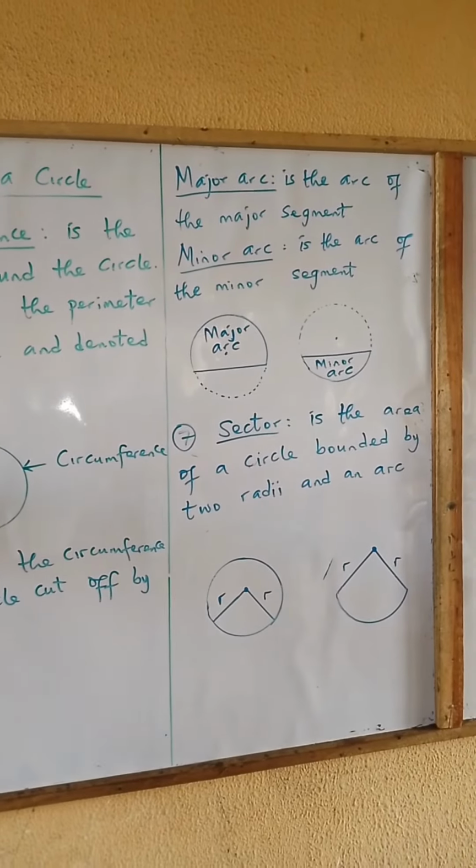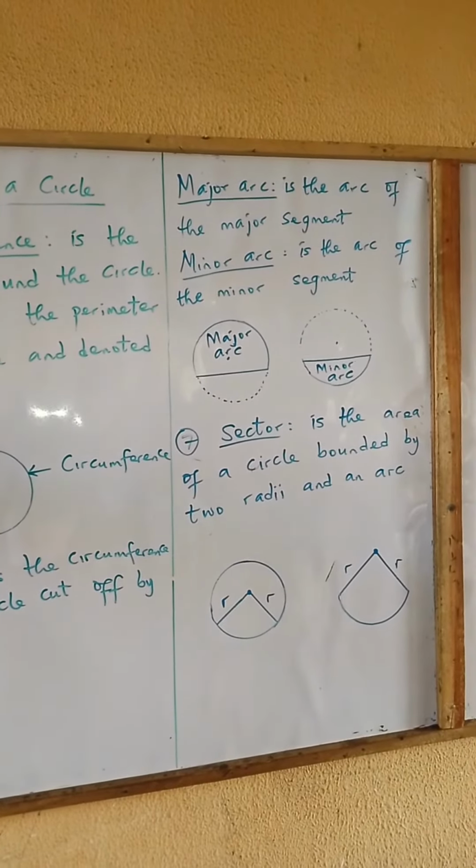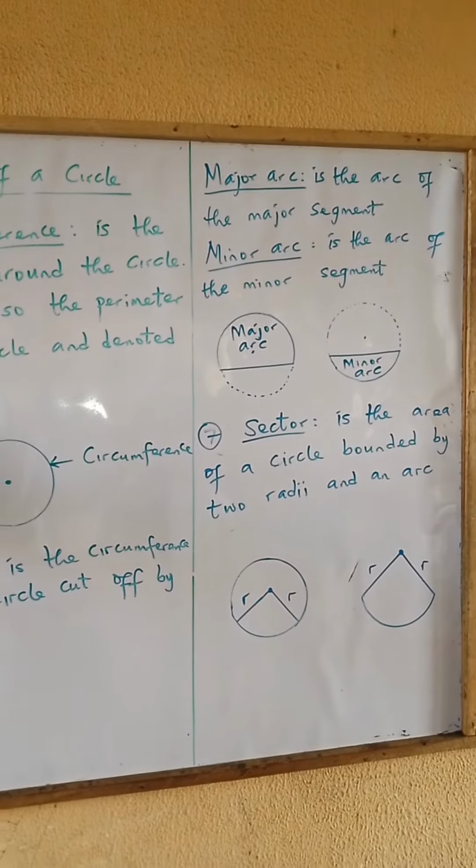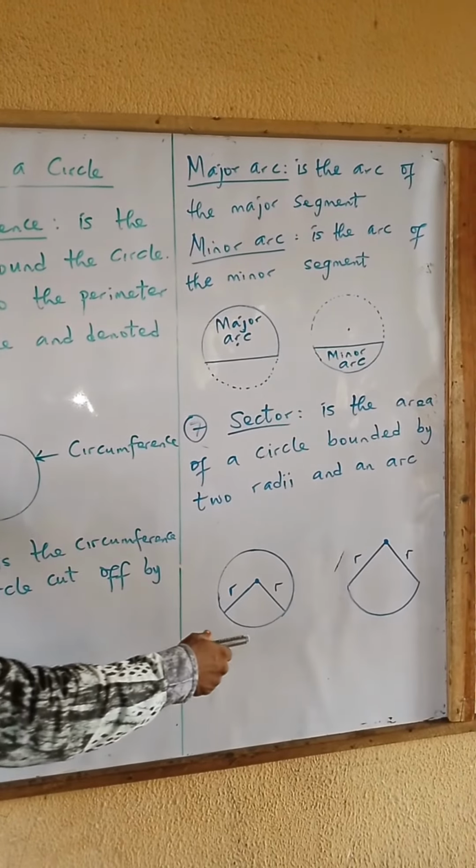Then we also have sector. Sector is the area of a circle bounded by two radii and an arc, and these are the diagrams to explain it.